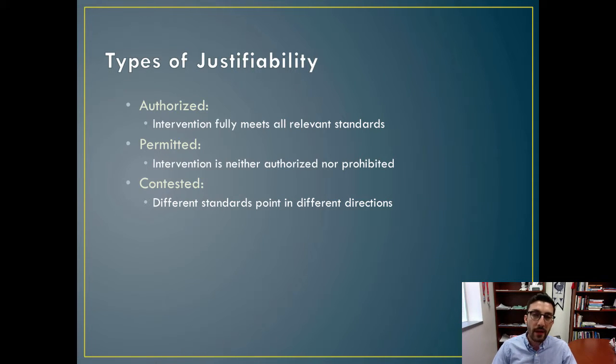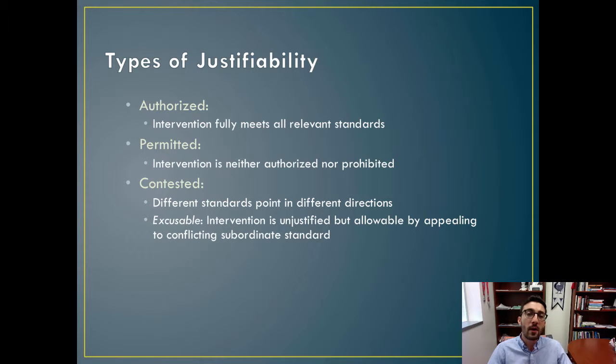Going one step down from that is where it is fully contested. And this is where there are different standards that point in different directions. And Jack Donnelly talks about two subdivisions within this, which we will review briefly. One is where humanitarian intervention might be excusable. And this is where intervention is unjustified, but it might be allowable by appealing to conflicting but subordinate standards.